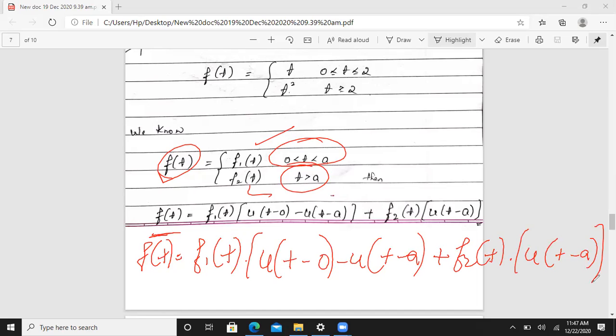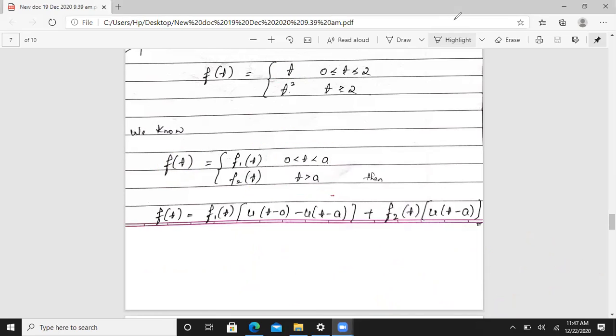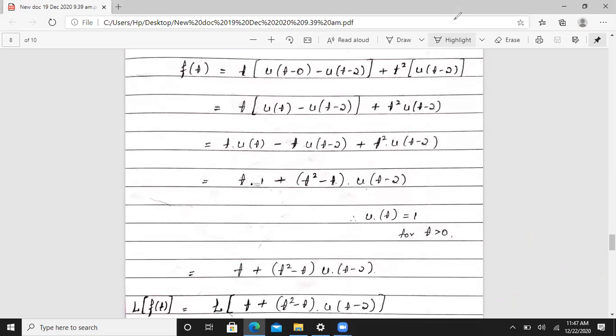And here we have a value is 2. That is, f of t is equal to the first function t into u of t minus 0 minus u of t minus 2, plus the second function t square into u of t minus 2. Okay, this you will write here the same.